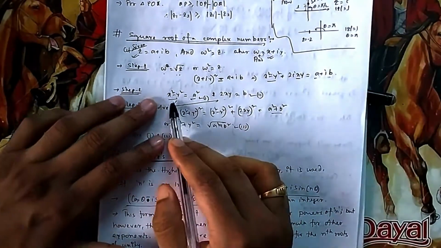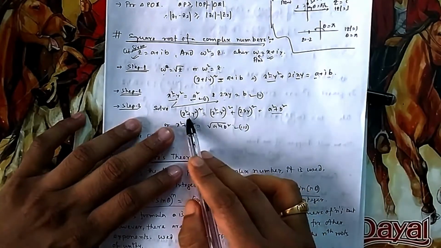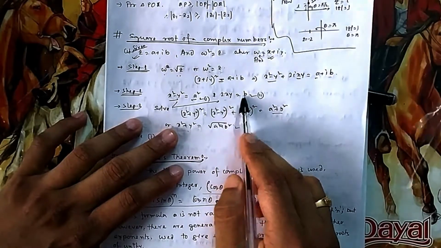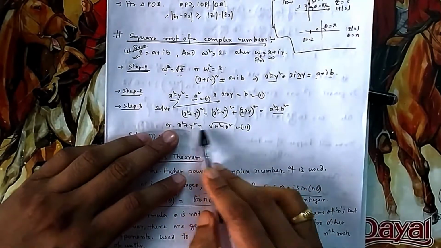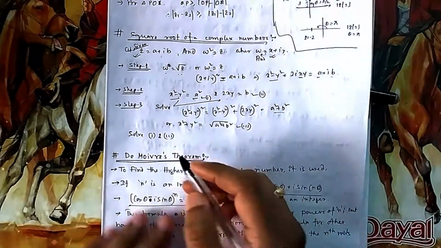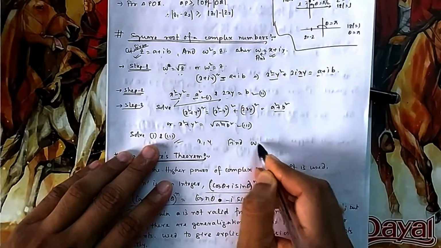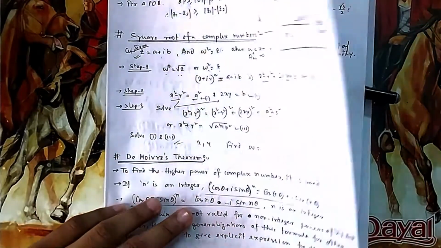Go this way. a minus b is given, you calculate a plus b using a plus b whole squared equals a minus b whole squared plus 4ab. 2ab is known to you. You find a plus b, you know a minus b. Now you can easily find a and b. Solve 1 and 3, find x and y, then find w. So everything will be plus minus because it is a square root.